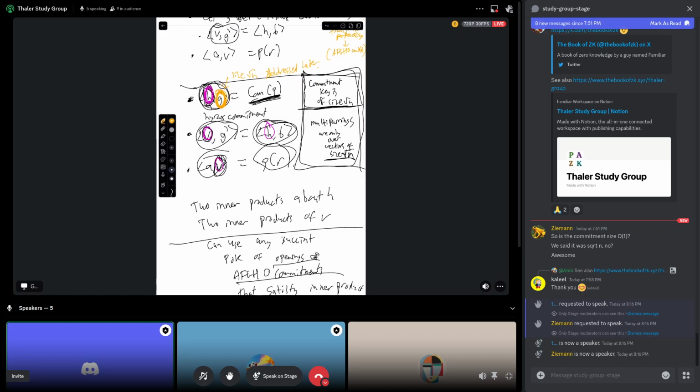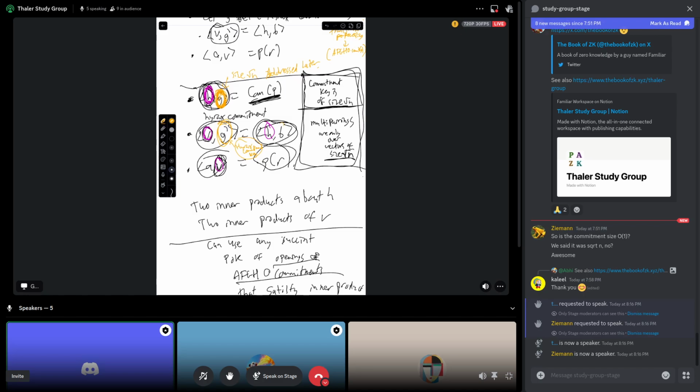This G prime was, I keep losing track of what everything is. This was the Hyrax evaluation proof. Okay, this was the AFCO commitment key G, and this was the Hyrax commitment key. Anyway, I think the Dory verifier is going to have AFCO commitments to both of these things, and so what I just said about G will apply to G prime as well.